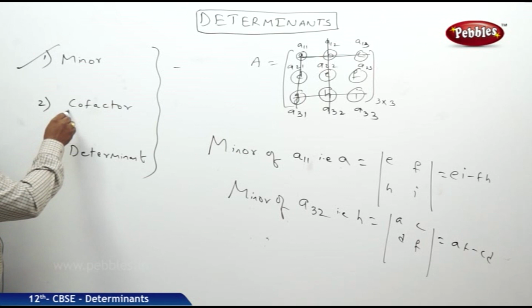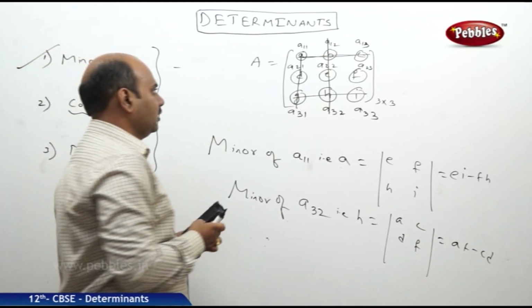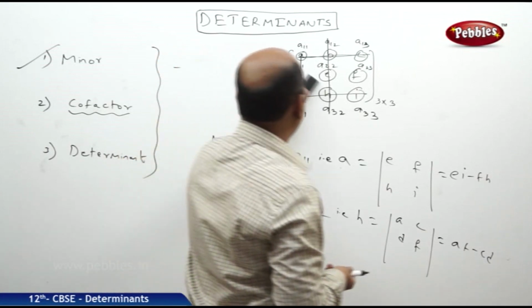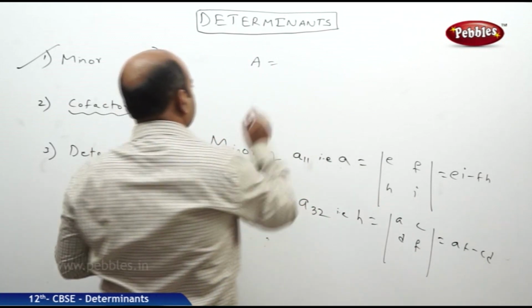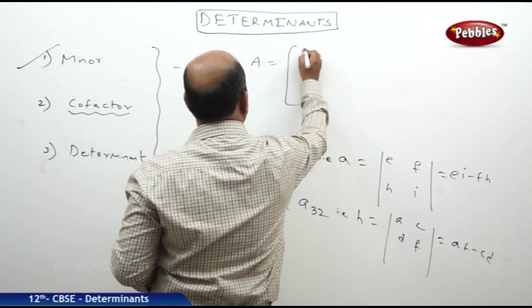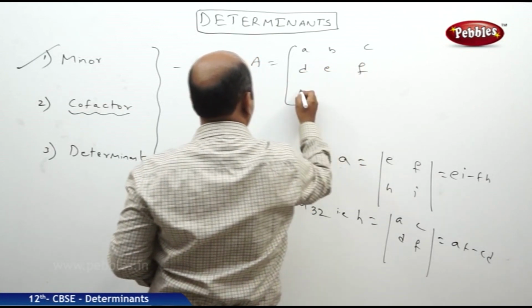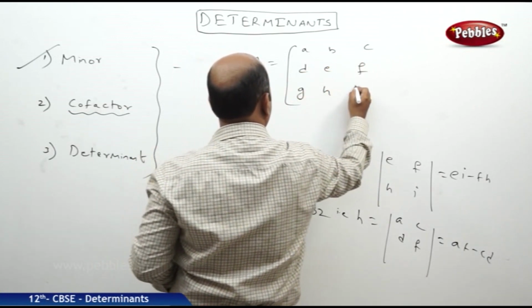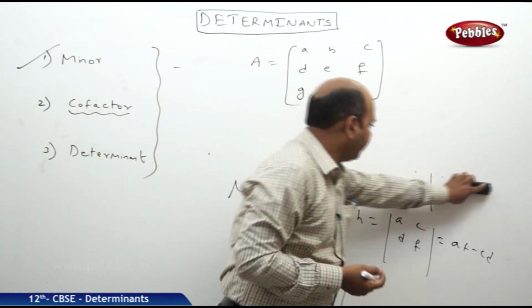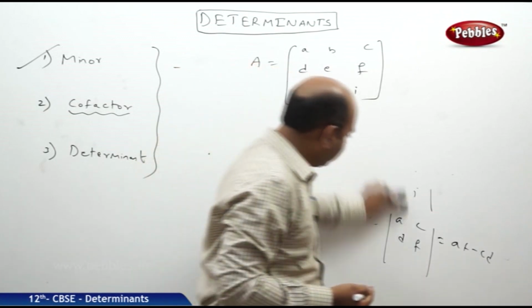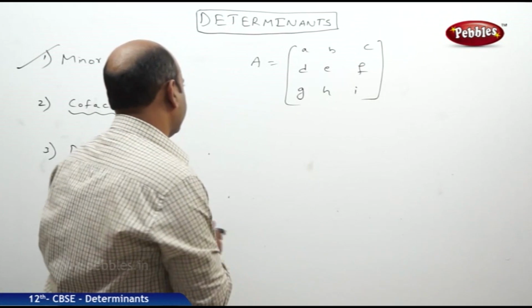Now we are going to see cofactor. What do we mean by a cofactor? Suppose I consider the same matrix, here I am writing it afresh: a, b, c, d, e, f, g, h, i. I want to find the cofactor of an element of the given matrix. How can you find the cofactor of an element of the given matrix? There is a definition.